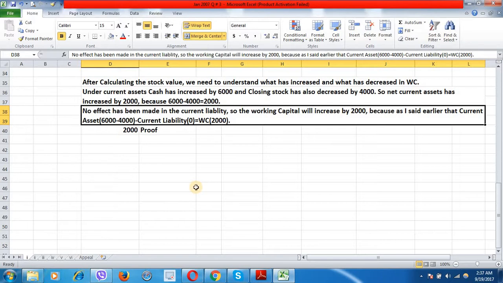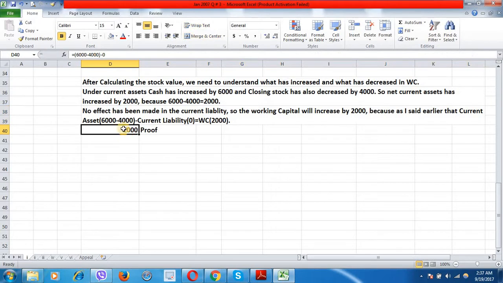capital, which is 2,000. If you have a look at this link, this entire figure is current asset and this one is current liability. Current assets: 6,000 increase in cash and 4,000 decrease in stock. After deducting 4,000 from 6,000, it will be 2,000. So it has been proved that the working capital will increase only by 2,000.